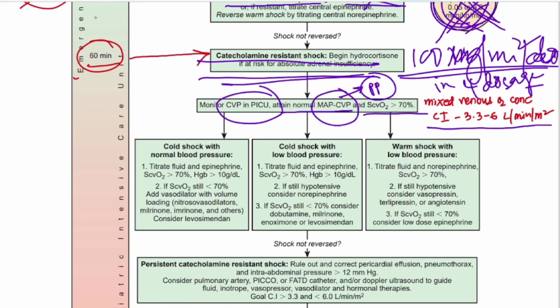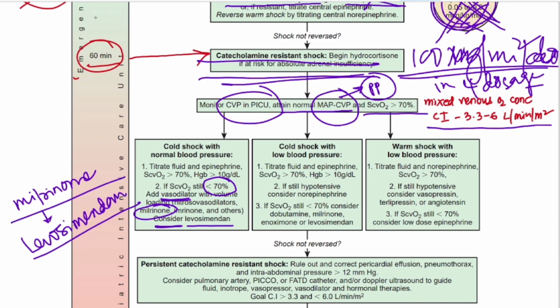Fluid. The first scenario is to titrate fluid and epinephrine. Increase epinephrine when blood pressure is normal or ScvO2 is less than 70%. Then start a vasodilator, which is milrinone, and if not improved with milrinone, you can add levosimendan. Milrinone, then levosimendan. Then the third one: if the patient has cold shock with low blood pressure, you can start norepinephrine if epinephrine is already started, or if ScvO2 is less than 70%, start dobutamine, milrinone, or levosimendan.